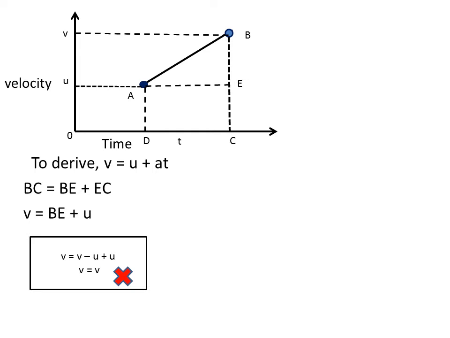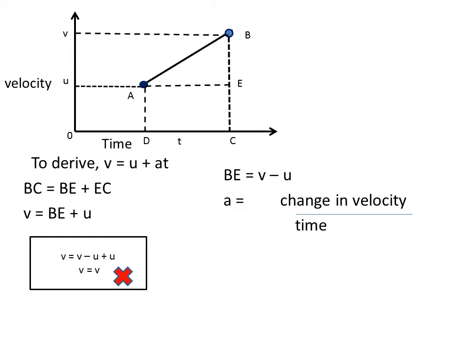Now the motion exhibited by this object is accelerated one, isn't it? Because clearly it shows change in velocity in given time. So its motion is accelerated. So let us find out its acceleration. Acceleration is equal to change in velocity upon time. So what is change in velocity? v minus u, time t.